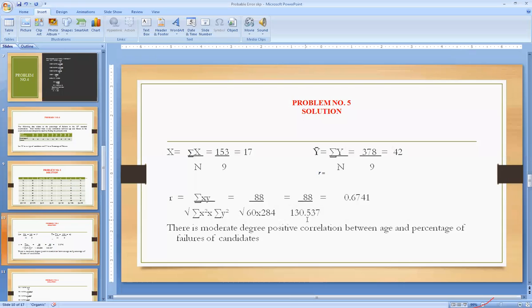The value is 130.537. Then the value of correlation is 0.741. Now we have to write the interpretation for the correlation, not for probable error here. So here, what kind of correlation exists between the age and percentage? It is a moderate degree positive correlation. When we see this value, it is a positive correlation. What degree of correlation? It is a moderate degree correlation.